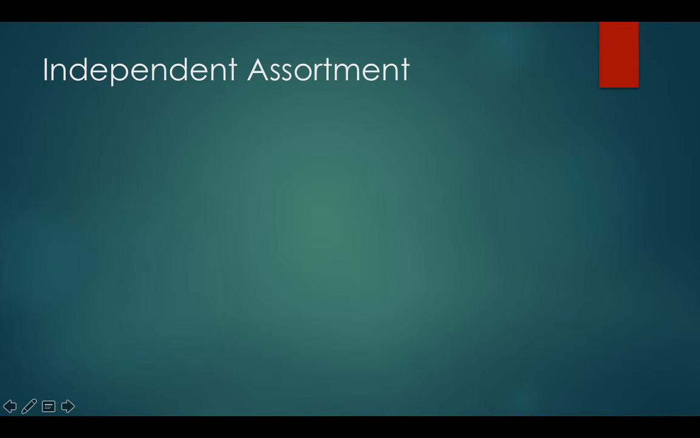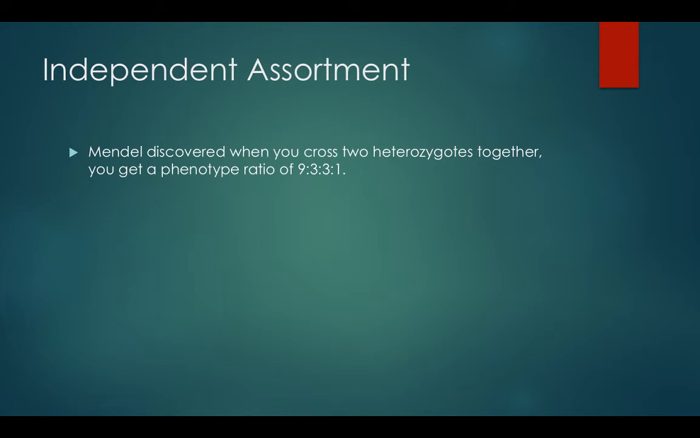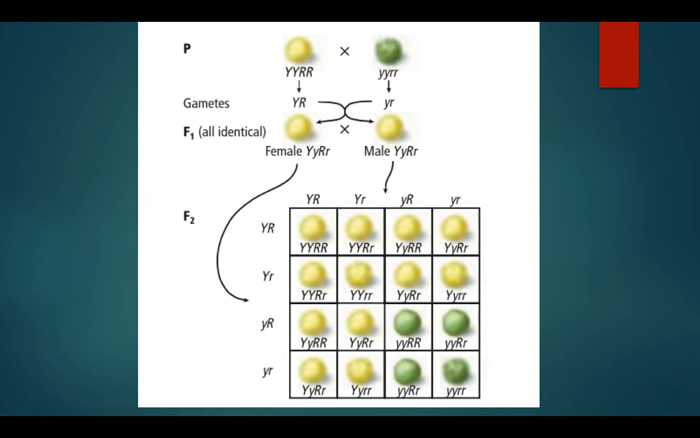The last idea here I'm going to talk about is called independent assortment. This is the idea that when Mendel crossed 2 heterozygotes together, he found out there was a phenotype ratio of 9:3:3:1. So if you go back to this chart right here, what you see is that 9 of these are going to have one phenotype, 3 of them are going to have another phenotype, another 3 of them are going to have another phenotype, and then 1 of them is going to be totally recessive.